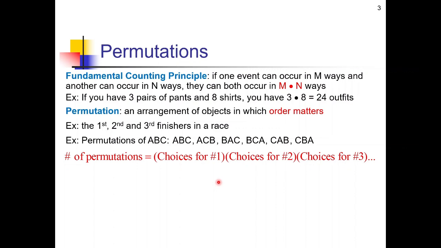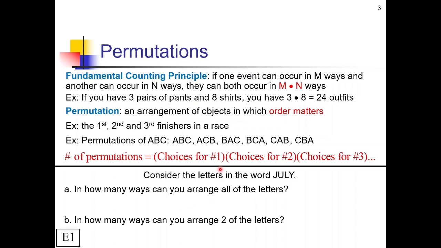So with all of that in mind, here are some examples for you to try out on your own. Consider the letters in the word July. That's a great month if you're a student. We want to know, firstly, in how many ways can you arrange all of the letters, and then in how many ways can you arrange just 2 of the letters. Pause the video and try out each of these.